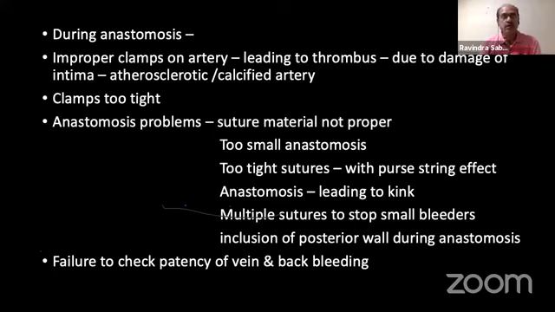Sometimes you don't realize that you are actually taking the posterior wall in the anastomosis, and that can cause failure. Then, failure to check the patency of the vein and the back bleeding. Now that's a very, very important thing, that the moment you open the vein, you must flush the vein and see if there is any proximal obstruction or not. A free flow of saline into the proximal vein, or passing a number 5 or 6 feeding tube going through up to the central vein, free flow of the blood and back bleeding ensures that there is a good patency of the vein.